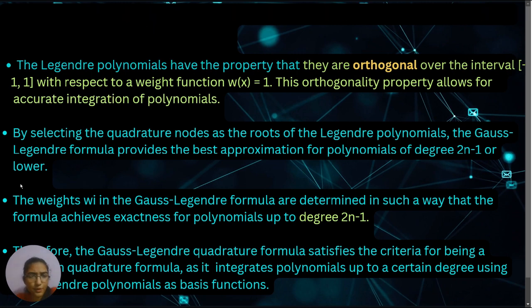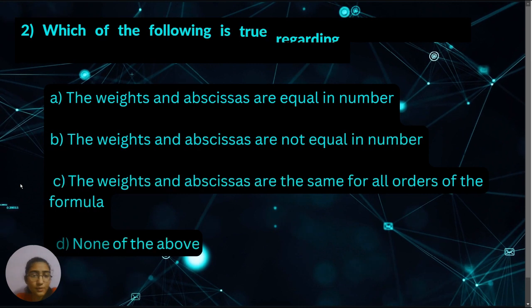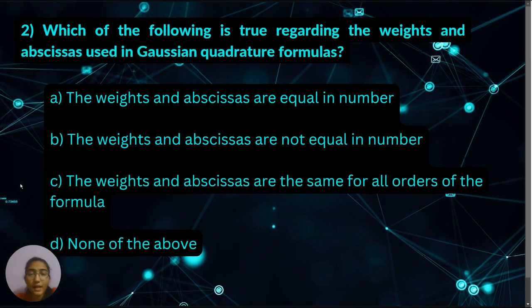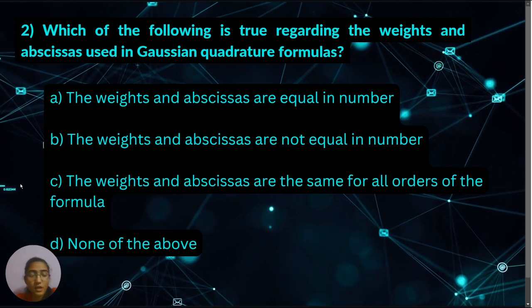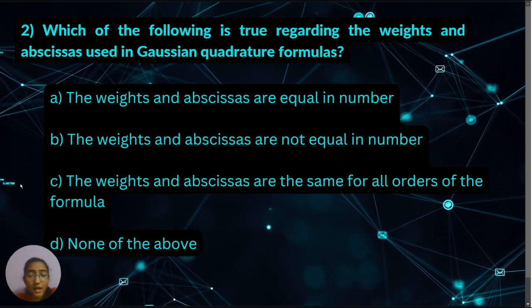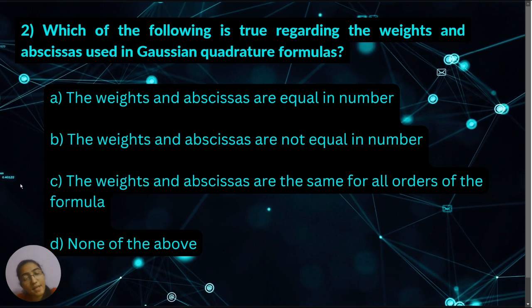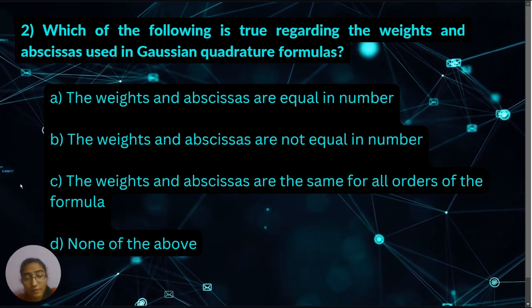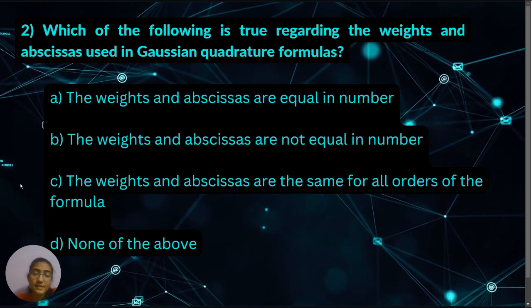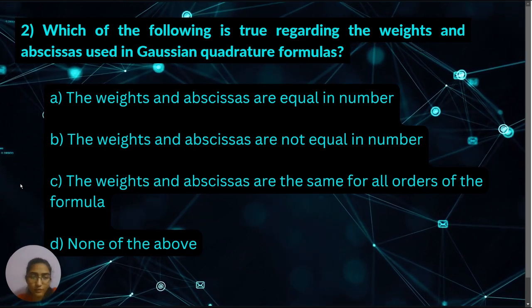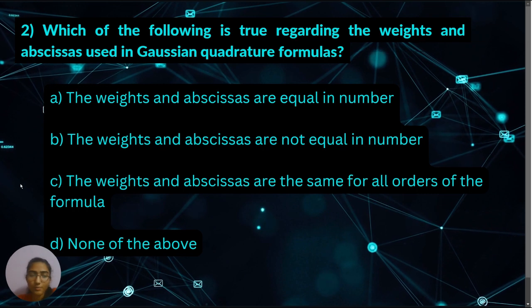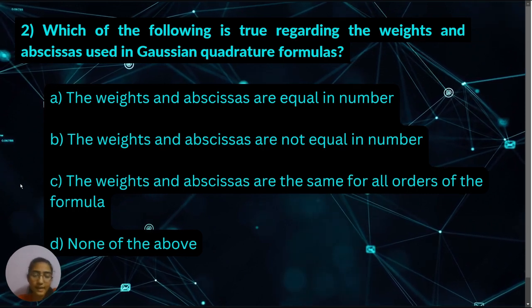Now let's jump on to the next question. Which of the following is true regarding the weights and abscissas used in the Gaussian quadrature formula? A, the weights and the abscissas are equal in number. B, the weights and abscissas are not equal in number. C, the weights and abscissas are the same for all orders of the formula. Or D, none of the above. So you can pause the video and guess the answer.